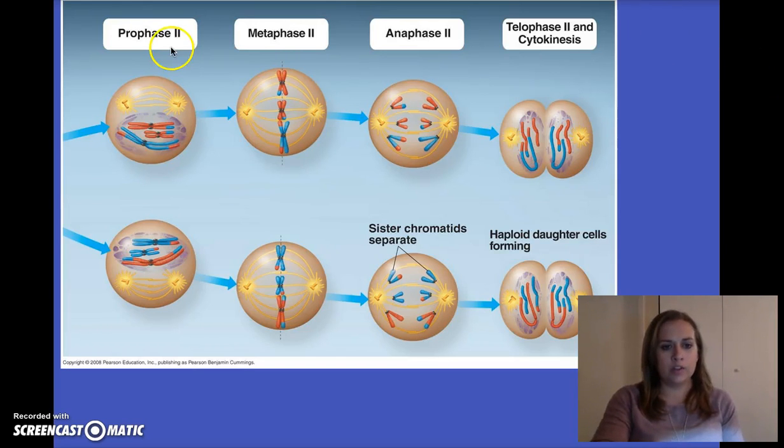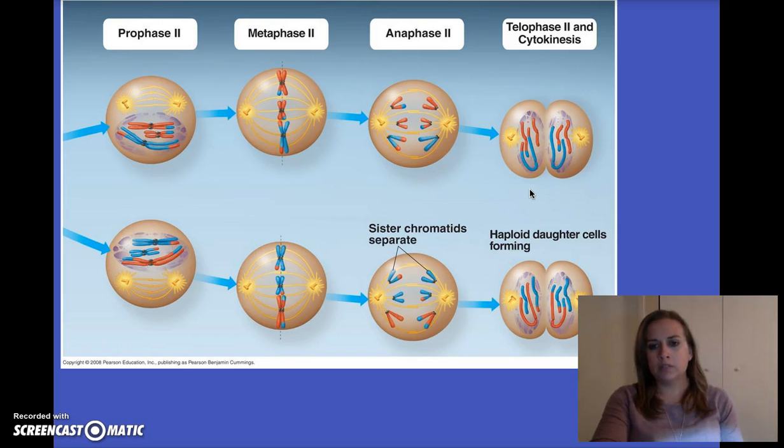So again, we have prophase 2, so the nuclear envelope is breaking down, the spindle is forming. In metaphase 2, the chromosomes are lining up along the metaphase plate. In anaphase 2, you now have the sister chromatids being separated, and you can see that this is all happening in two different cells at the same time. And then you have telophase 2 in cytokinesis.